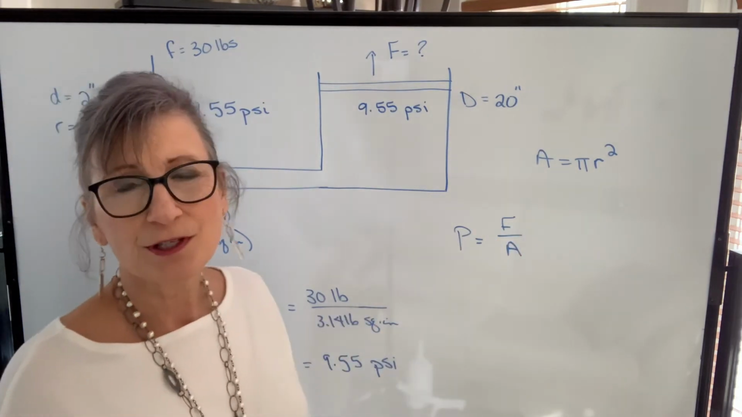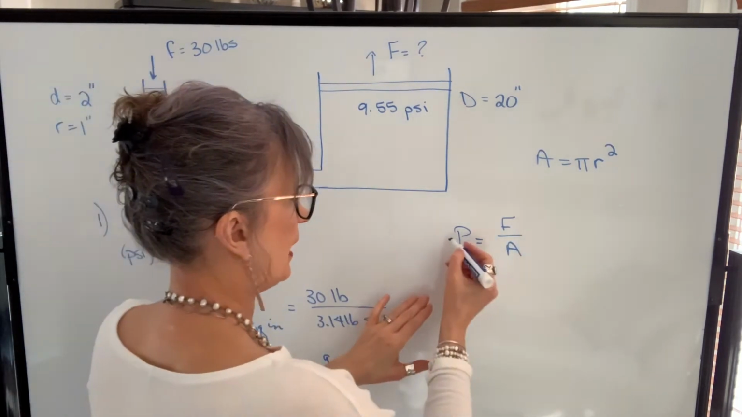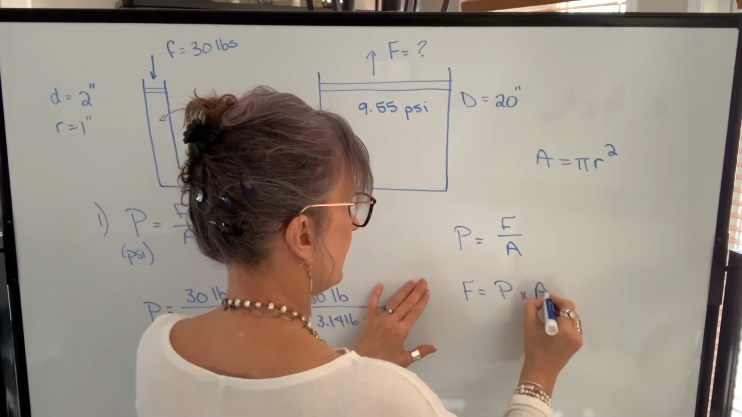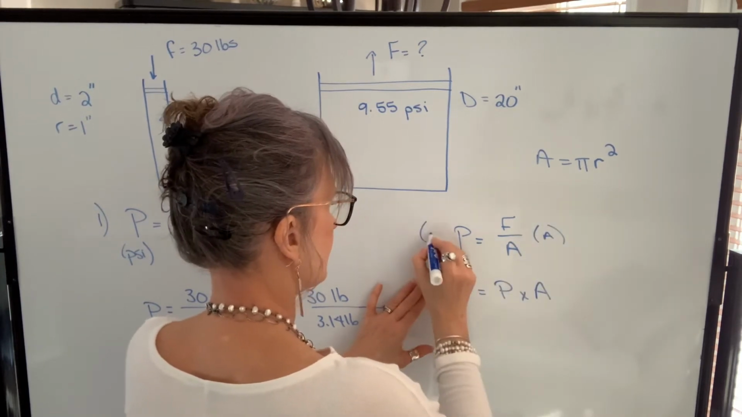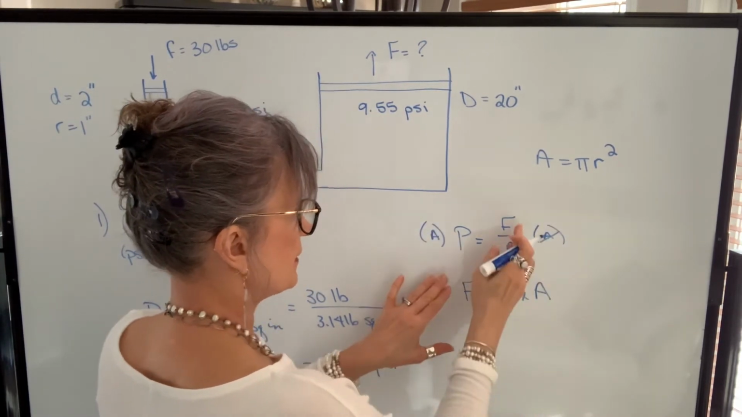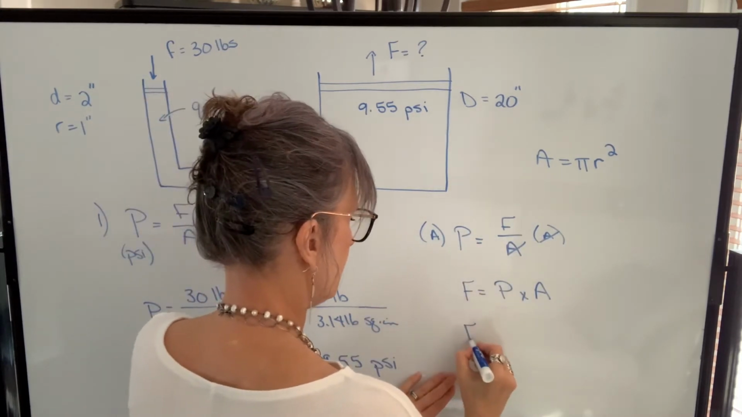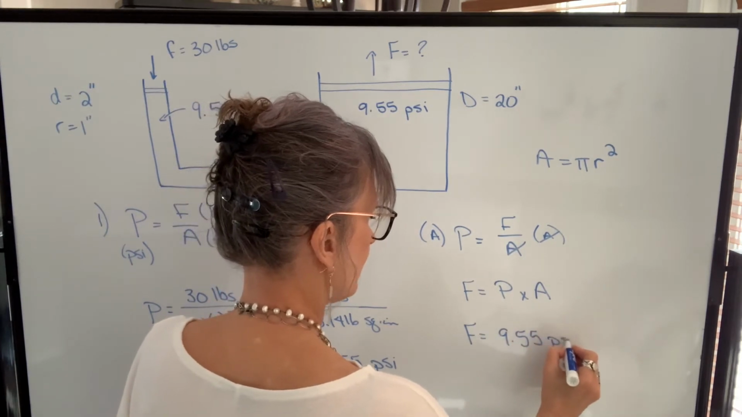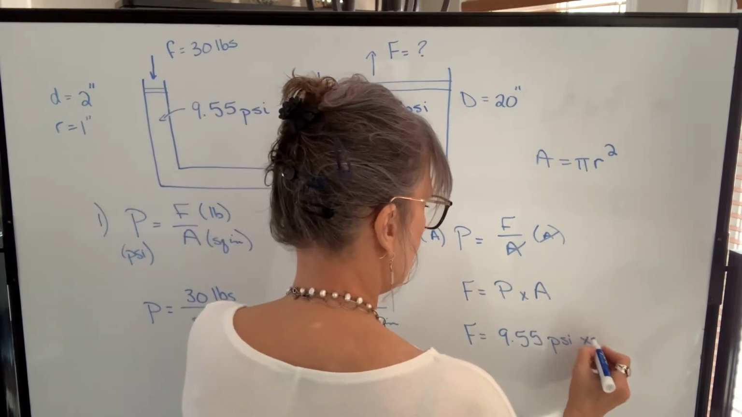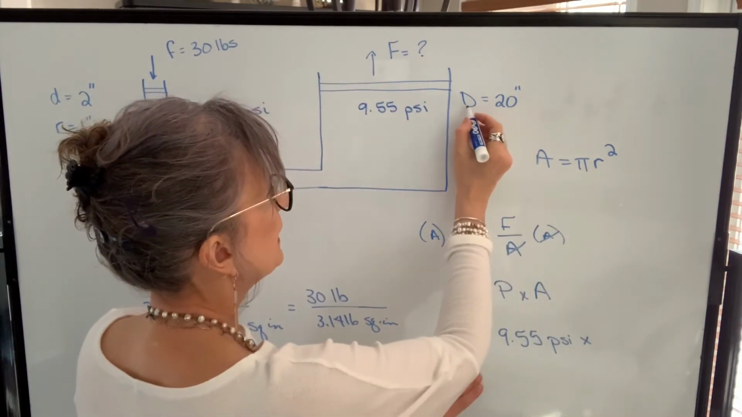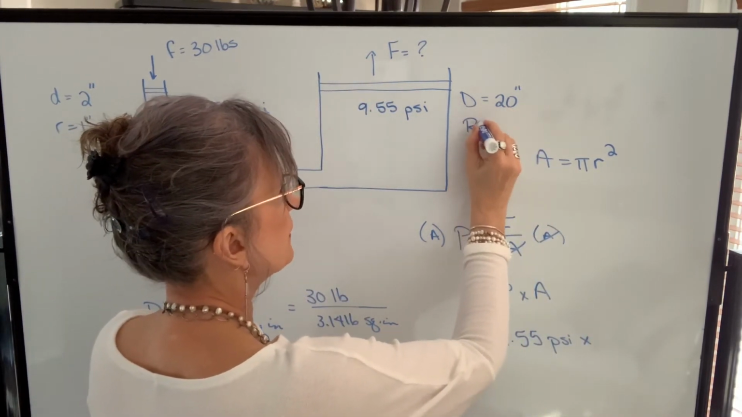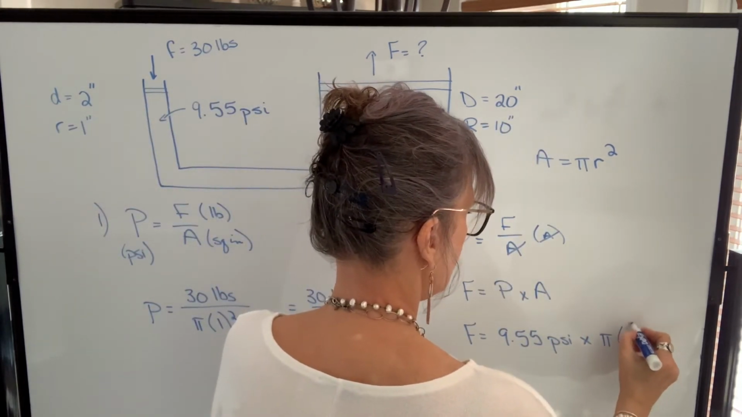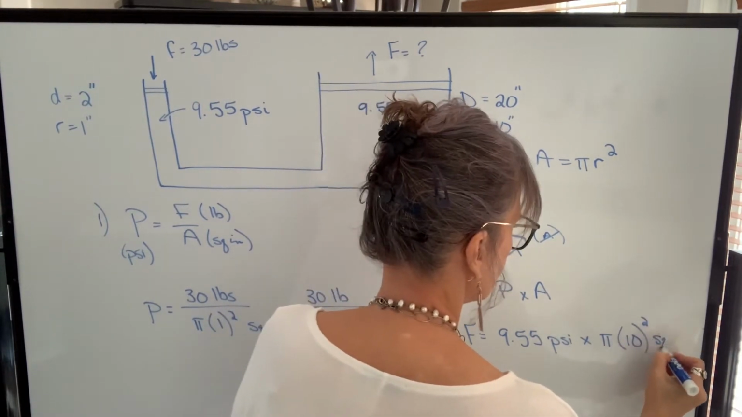So I want to isolate force. And the way I do that is I multiply both sides by area. So force will be equal to pressure times area. I just multiply this side by the area and this side by the area. Cancels on this side, so force is equal to pressure times area. So my pressure is 9.55 pounds per square inch. We multiply that by the number of square inches that we have. If our diameter is 20 inches, the radius is 10 inches, so the area will be pi times 10 squared square inches.